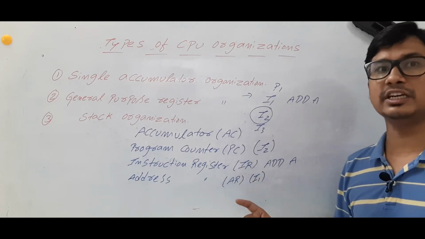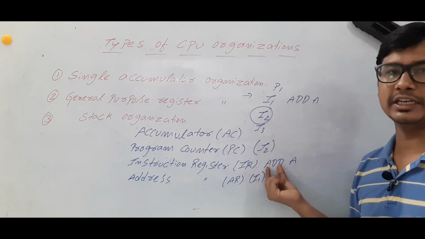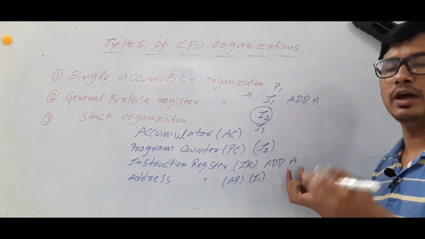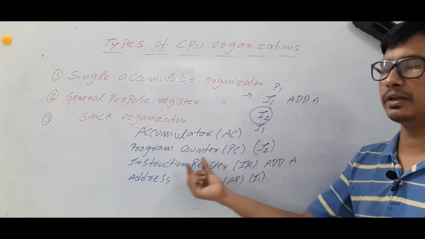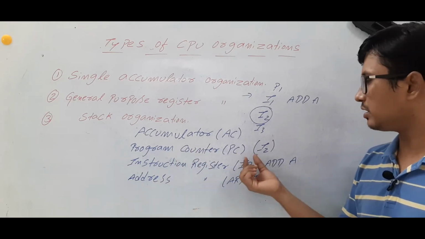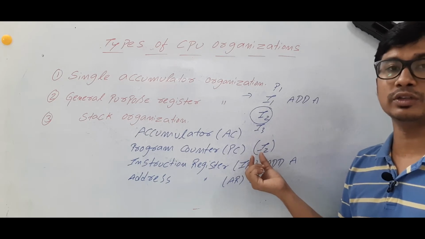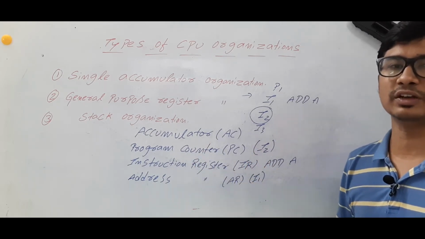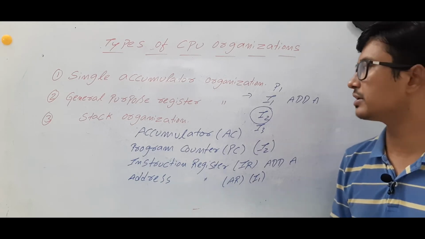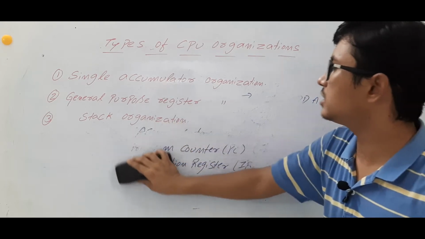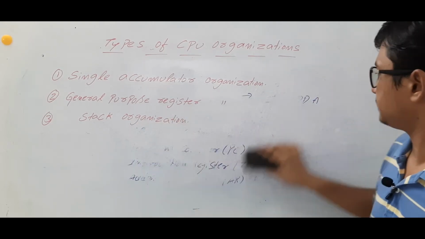The current instruction will have the instruction mode, the opcode and the operands. All this will be stored in the instruction register. You have a program counter which is useful for us to store the address of the next instruction, and the accumulator is useful for us to store the temporary results. Now with this we will discuss the single accumulator organization.